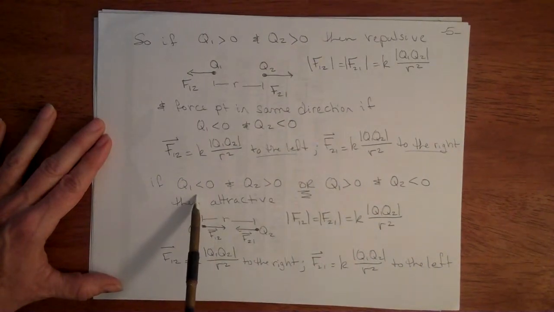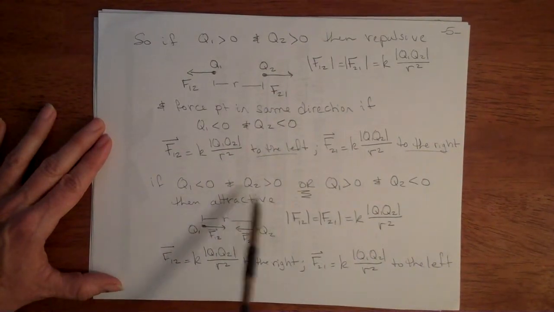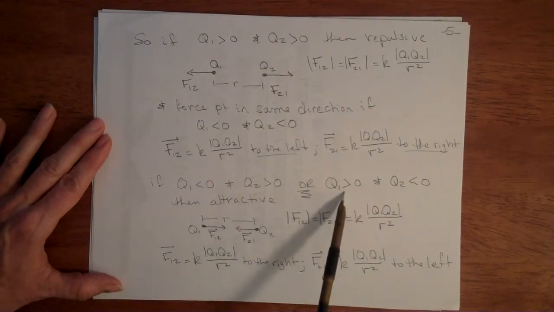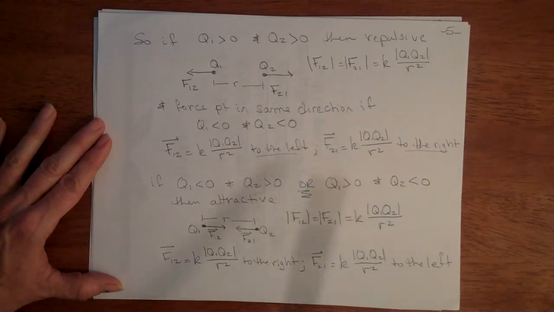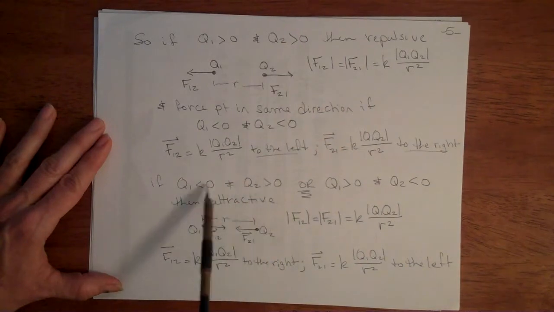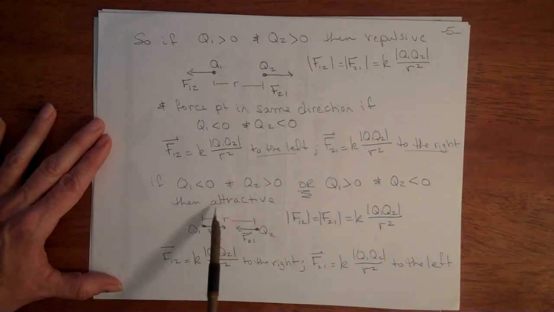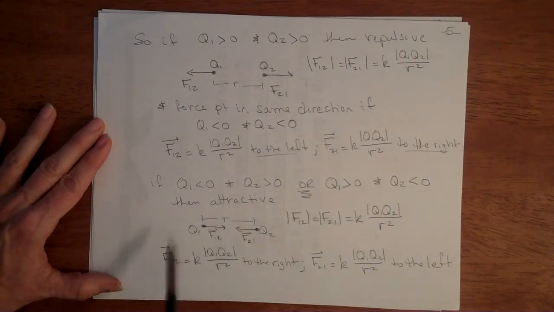Take the opposite scenario. If q1 is less than 0 and q2 is greater than 0, or if q1 is greater than 0 and q2 is less than 0, then we have an attractive situation. It doesn't matter which is positive and which is negative, it's just important that they do have opposite signs. Then we have an attractive situation.